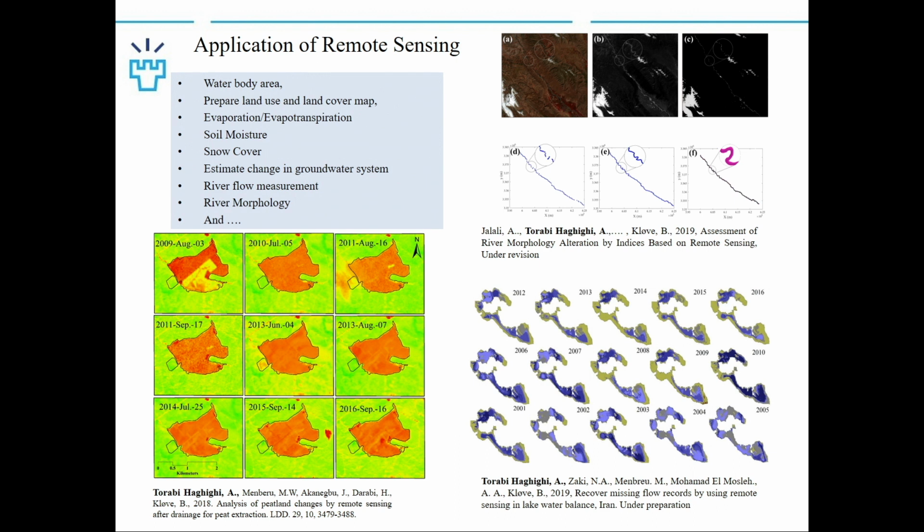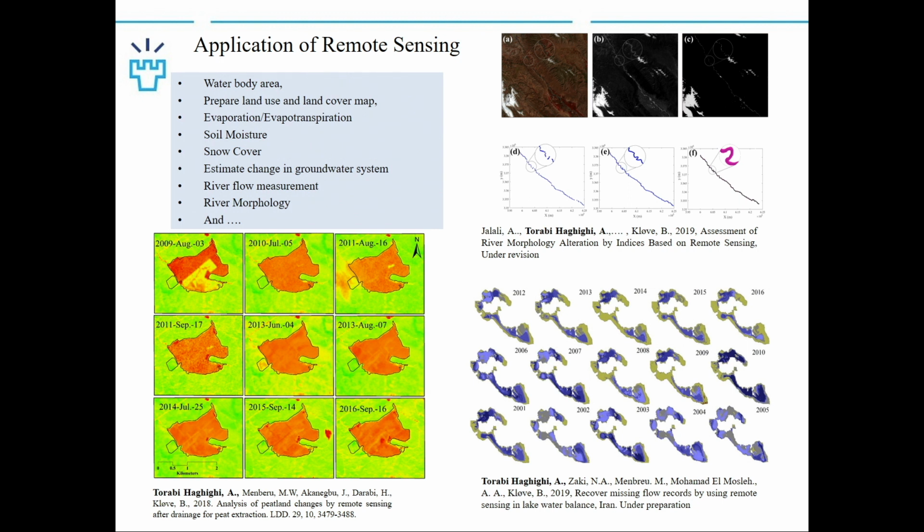From 1970, when the first Landsat was launched into the sky by the United States, they started to use remote sensing in water resources. By using remote sensing in water resources, we can estimate the water body area, as I mentioned here, and prepare land use and land cover change, as in this map of Finland that we made in the project. We can calculate evaporation, evapotranspiration, soil moisture, snow cover, change in groundwater, river flow measurement, and river morphology.